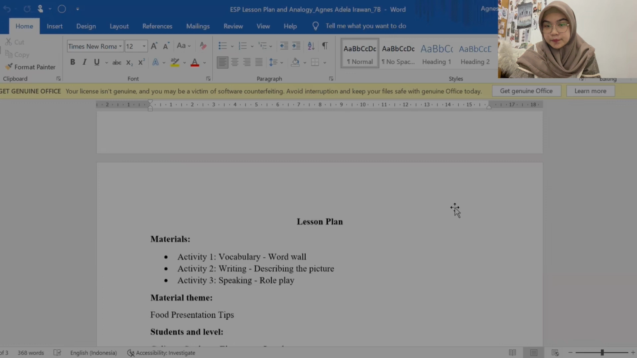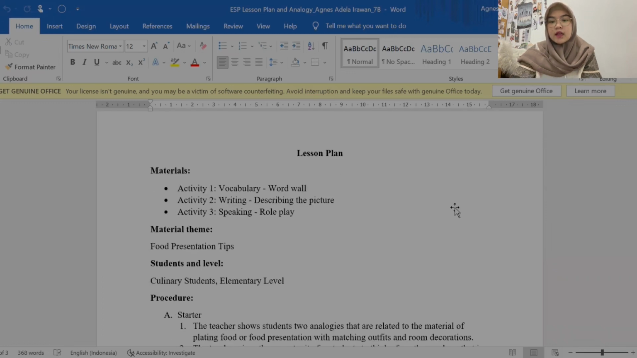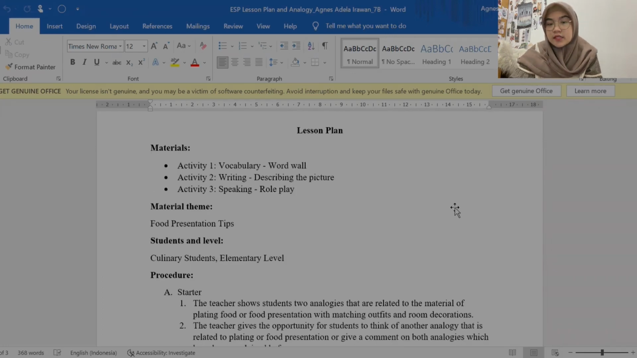Okay, go on to the next. There is a lesson plan. There are three activities that we use in this term with the material of food presentation tips, and then we analyzed the questionnaire that the students filled in. They need to know more about vocabulary and speaking most, and a bit about writing and reading. So in these three activities, we put vocabulary, speaking, and writing.